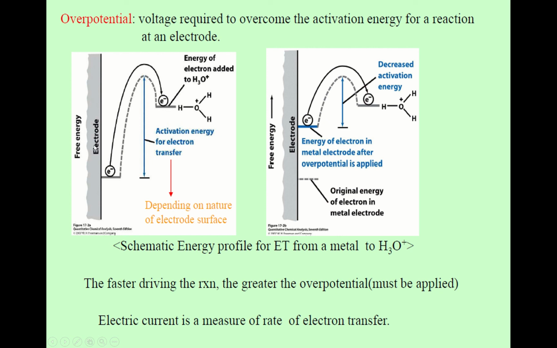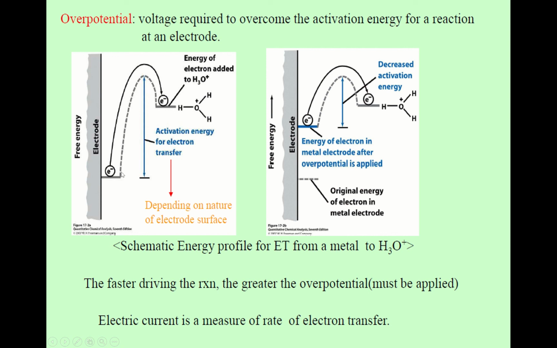For example, here is the electrode. Now the electrode can provide electrons to species in solution, or the electrode can accept electrons from some species in solution. Let's assume that these electrons must go to, for example, this water molecule here, actually proton, hydrogen ion. How do you do that?